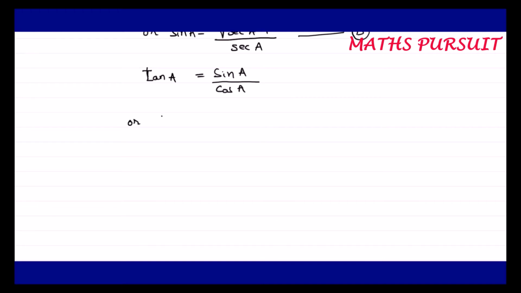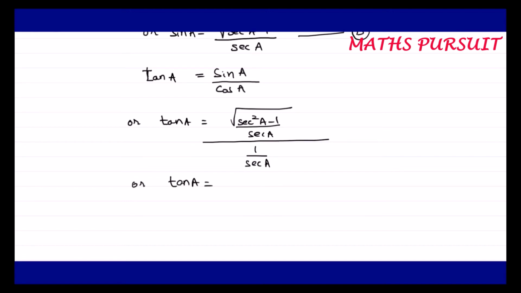Or I can write tan A is equal to, I will put in what we got for sine A. For sine A we got root over of sec square A minus 1 upon sec A. This is what I am going to put here: root over sec square A minus 1 by sec A, upon cos A. For cos A we got 1 upon sec A. This is what we got for cos A at point number A. Just converting, I can write tan A is equal to root over sec square A minus 1 upon sec A into sec A upon 1.